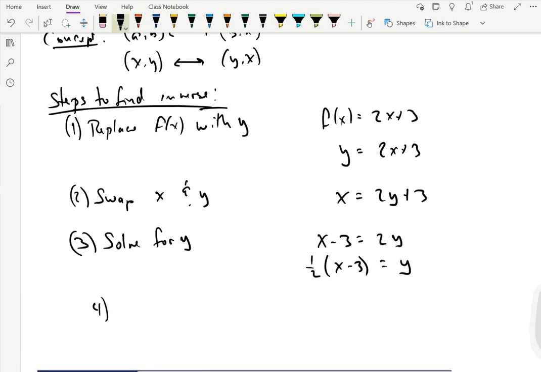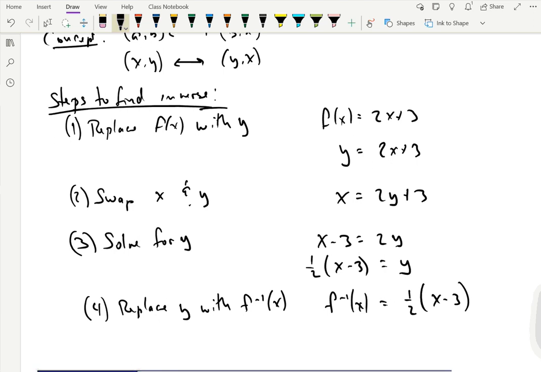And then step number 4, we're going to replace y with the inverse notation. Notice at the beginning, we swapped f of x with y. At the end, we swapped back y with the inverse notation. I'm going to write this as the inverse first. So the inverse then is 1/2 of x minus 3. So we started with f of x is 2x plus 3, and we ended with this inverse, 1/2 of x minus 3.